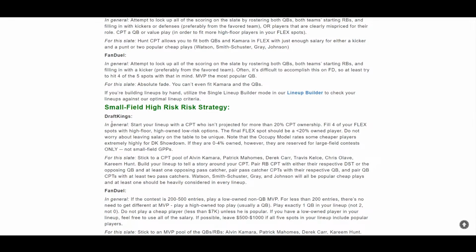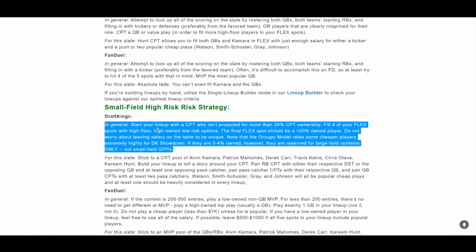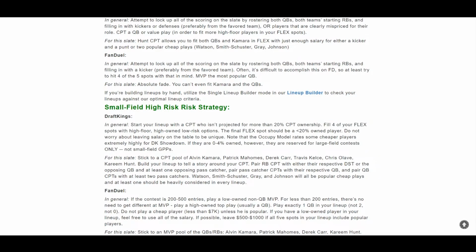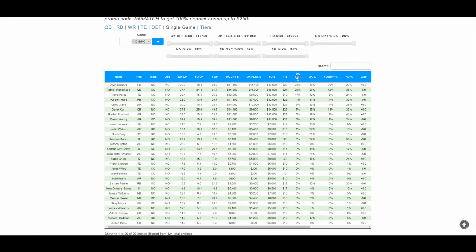All right, in general for DraftKings, start your lineup with a captain who isn't projected for more than 20% captain ownership. All right, let's go to the Occupy model. Let's sort by DraftKings captain ownership. That means Kamara, Patrick Mahomes. And honestly, what I like to do in small field GPPs, remember this ownership is for large field GPPs. Generally, we see these guys who hover around 20%. They basically get over 20% in small field GPPs. So I think these three are the ones I would exclude for small field GPPs.